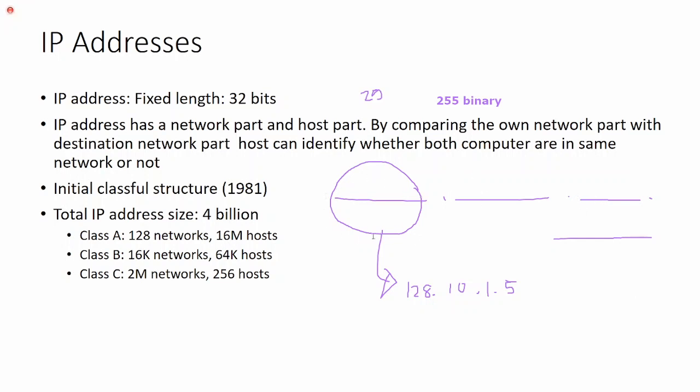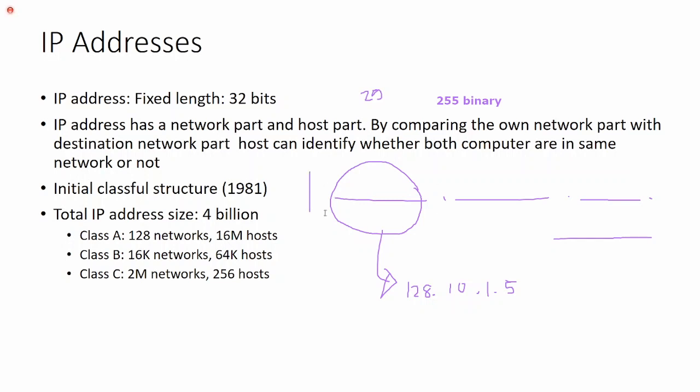So basically it's a 32-bit value, but we show it for the convenience of humans, because we are more comfortable with decimal values. We say it in 4 decimal values with dots, right? Actually it is a 32-bit number. So if you take these 32 bits of an IP address, it has a network part and a host part, right?